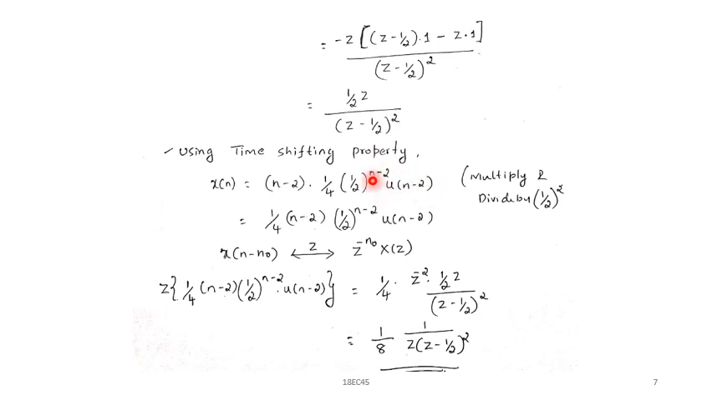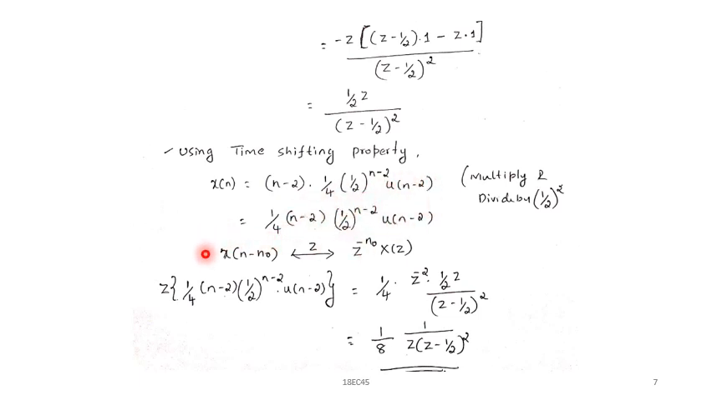Now to bring it into this particular form, I have to multiply and divide by 1 by 2 whole square. So if I multiply and divide by 1 by 2 whole square, then I'll get 1 by 2 whole square divided by 1 by 2 whole square, and that is 1 by 4. I'll take the numerator separately as 1 by 4. The denominator I'll consider in this particular equation, and if I bring it to the numerator, it will be 1 by 2 to the power n minus 2. Now you can observe n minus 2 here, n minus 2 here, and n minus 2 here also. Now we can apply the time shifting property.